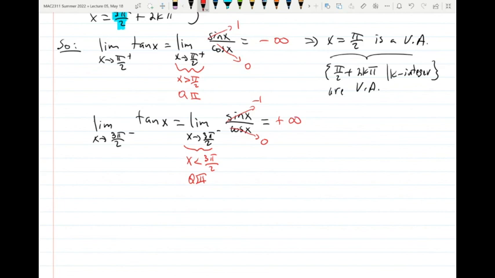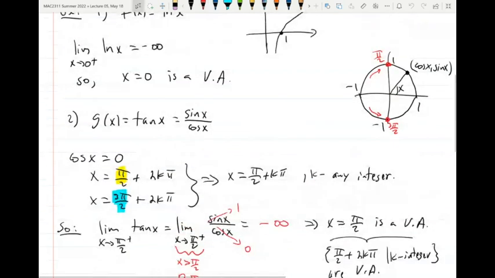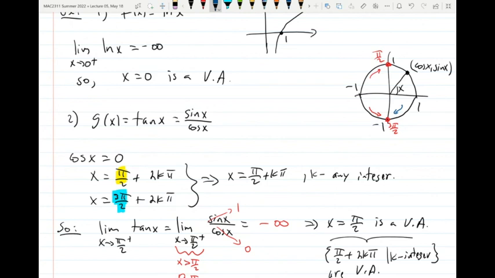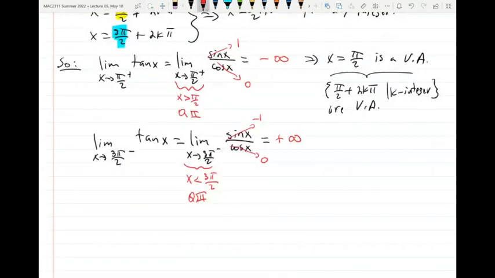If you would have picked from the right, what would be the answer? It was a choice to do it from the left. If you would have done it from the right, what would have been the answer? Negative infinity, because now you would be in quadrant 4, right? Because you would be approaching 3 pi over 2 like this from quadrant 4. And cosine is positive there. Do you understand this? Negative divided by positive will give you negative infinity. But you don't have to do it from both sides, just one of the sides is enough.